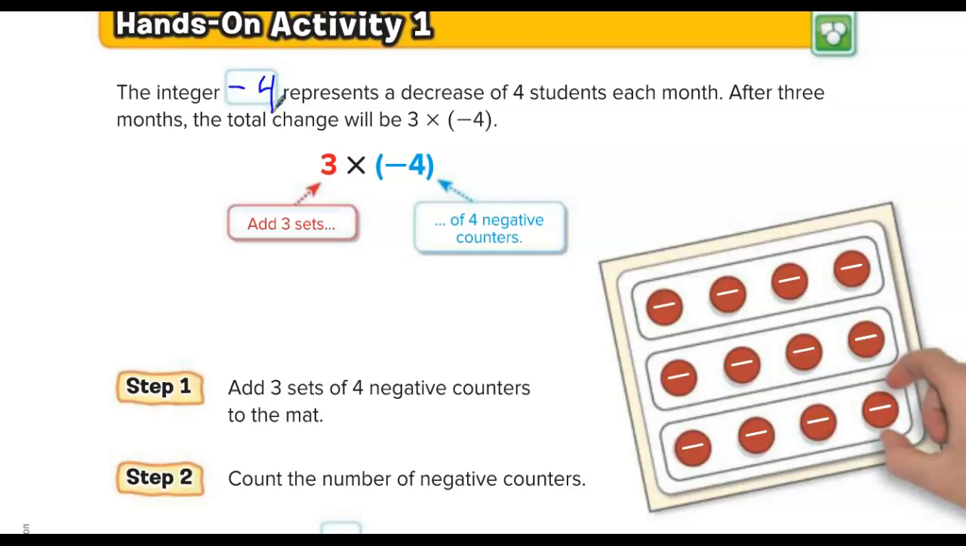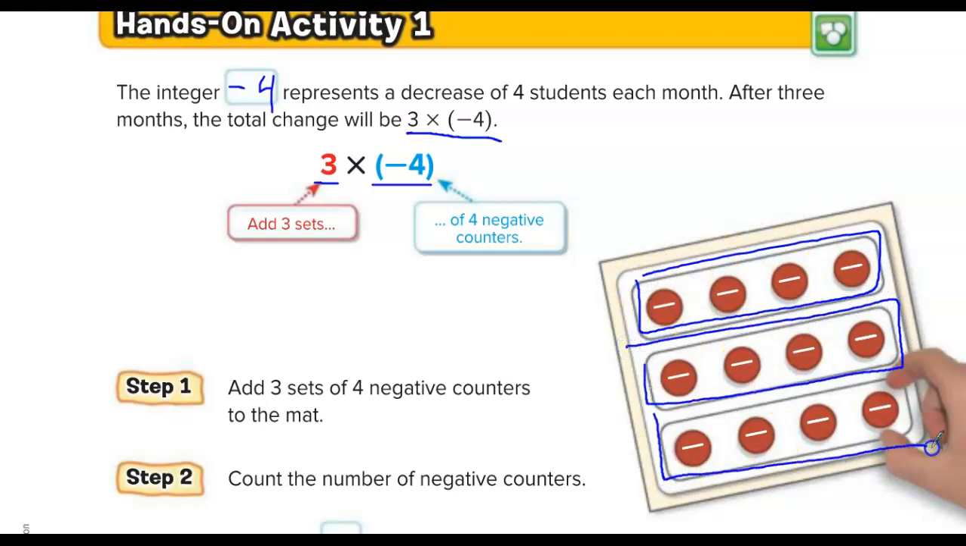After 3 months, the total change will be 3 times negative 4, because it's negative 4 each month, right? So 3 months times negative 4. Okay, so what we're going to do is this says we need 3 groups of negative 4. So over here in the picture, there's 1 group of negative 4, 2 groups of negative 4, 3 groups of negative 4. Okay, so we set it up as 3 groups of negative 4.